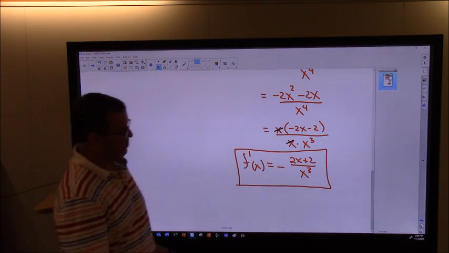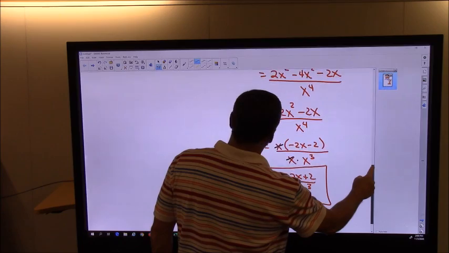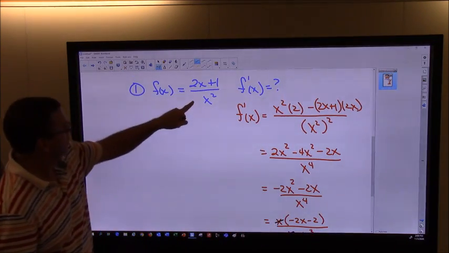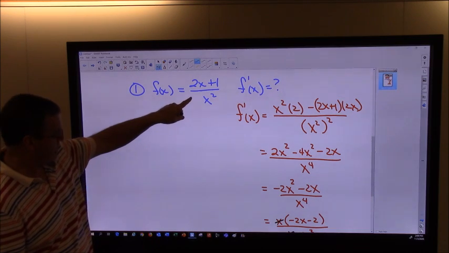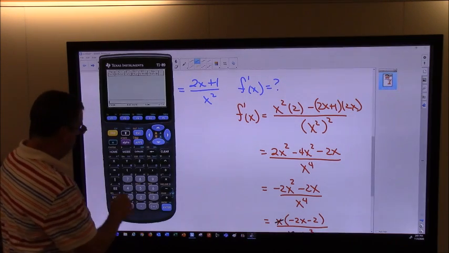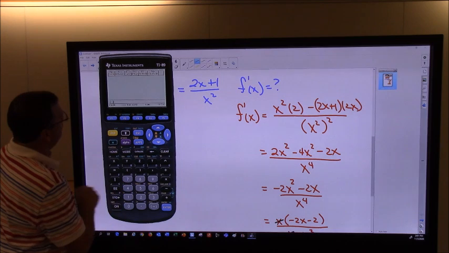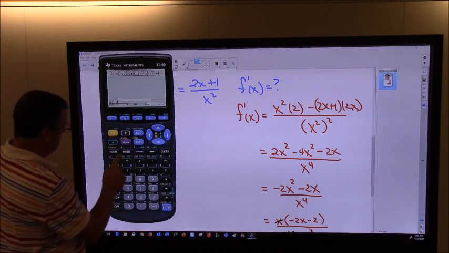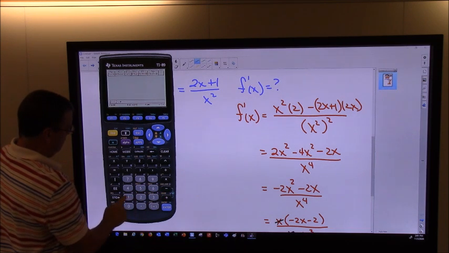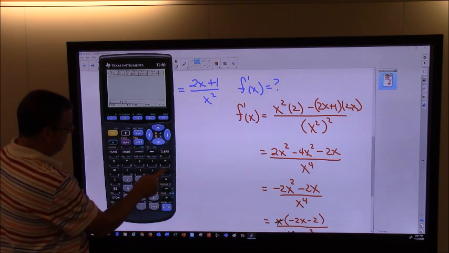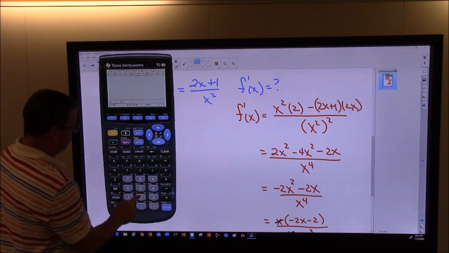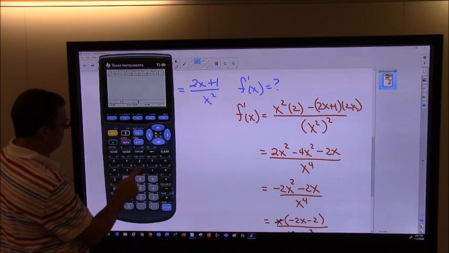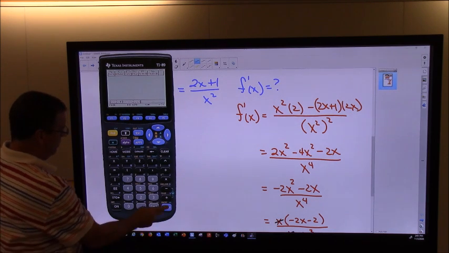And just so that we can check this and make sure that this rule that we have now does in fact work, let's take the derivative of this on the graphing calculator. So if I want to check this, I'm going to do the derivative of, I've got to put the numerator in parentheses, so 2x plus 1, close parenthesis, and then divide by x squared. And I want that derivative with respect to x. And so I hit enter.